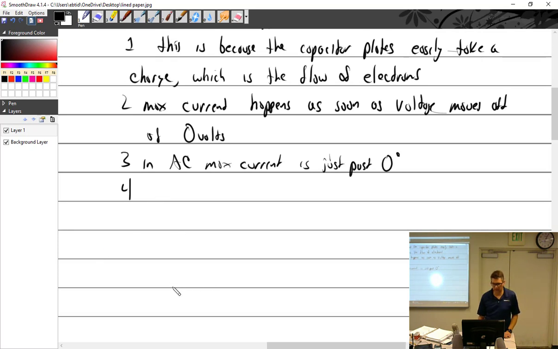If I drew that out, here's voltage. And here's current. Max current would be here. So the difference between here and where it should be is how many degrees? 90 degrees. So therefore, let me see.